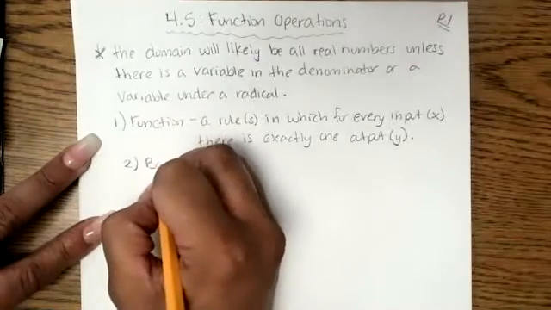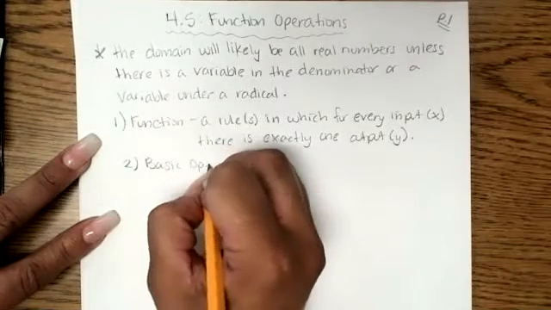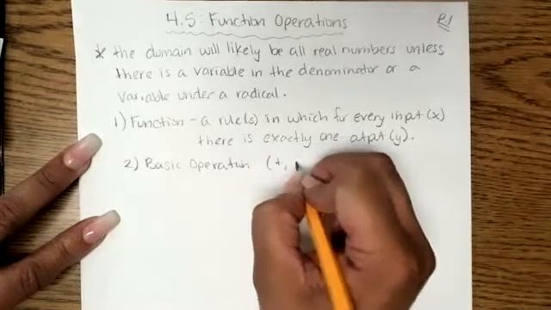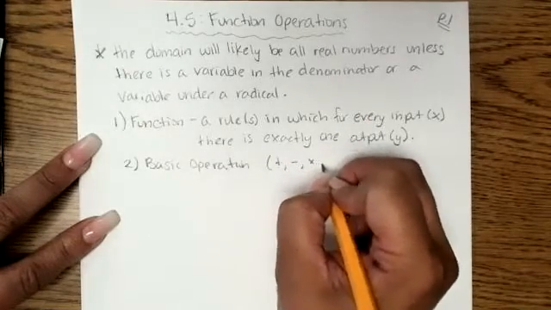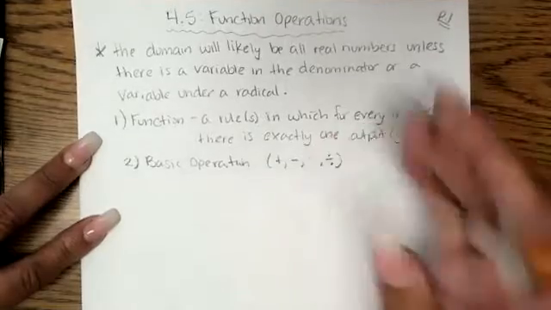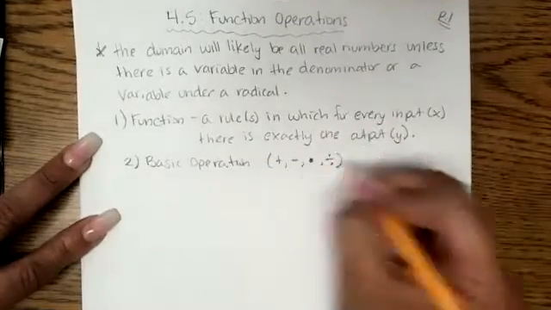Here we have our basic operations. Add, subtract, multiply, and divide. But usually you don't see a multiply with the X symbol, we see it with the dot.